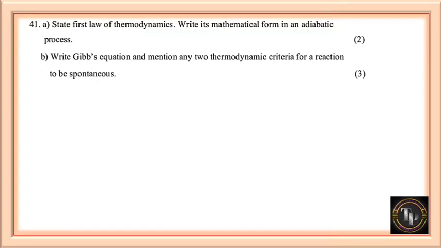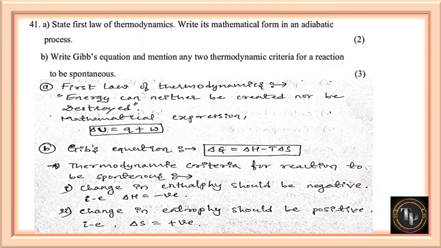State the first law of thermodynamics, and write its mathematical form in the adiabatic process. Also write the Gibbs equation and mention any 2 thermodynamic criteria for the reaction to be spontaneous. First law of thermodynamics: energy can neither be created nor be destroyed, but it can transfer from one form to another. This is the first law. The mathematical expression is del U is equal to Q plus W, where del U is the change in internal energy, Q is heat, W is work done.